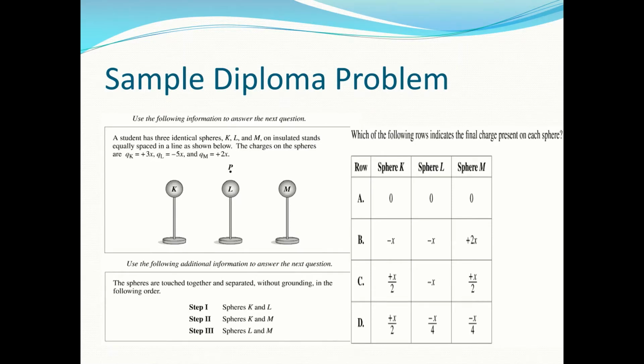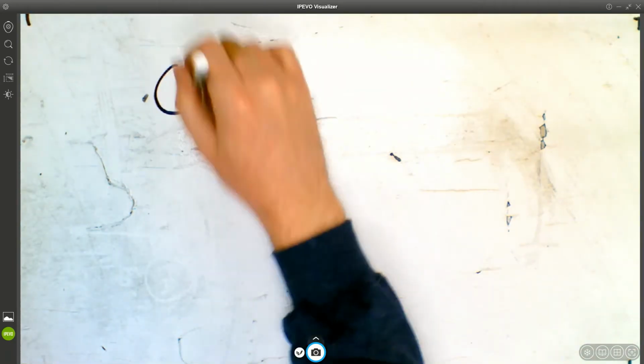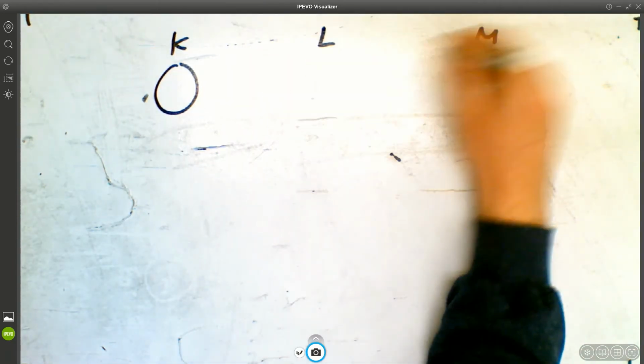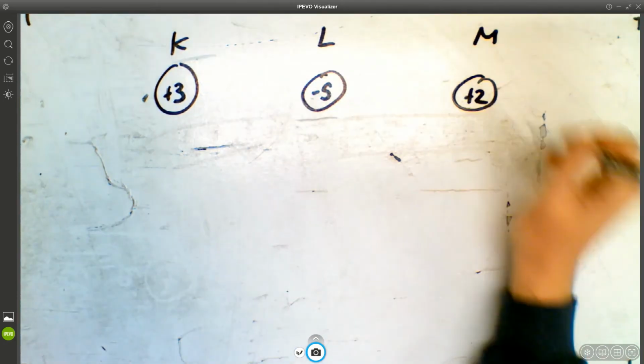Okay, a student has three identical spheres, K, L, and M, on insulated stands. The spheres are given those charges. The spheres are touched, then separated without grounding in the following order. Okay, so let's draw out what's happening here as well. So we have K, L, and M. It says that K is +3, L is -5, and M is +2.